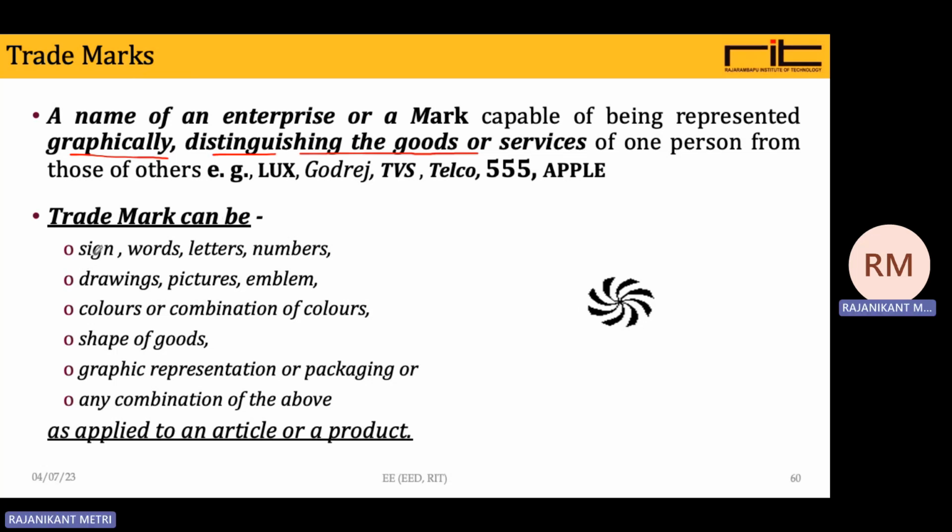Then it can consist of a sign. It may have some words, letters, numbers. It may have some drawings, pictures, or some symbol or sign, emblem, colors or combination of colors. It may consist of shape, graphic representation or packaging or any combination of the above. Like it may consist of picture and words. It may consist of colors and words, text, or some graphical representation, as applied to an article or a product.